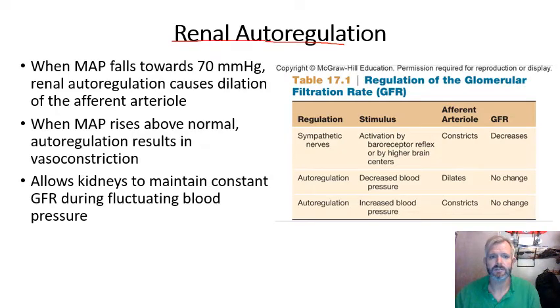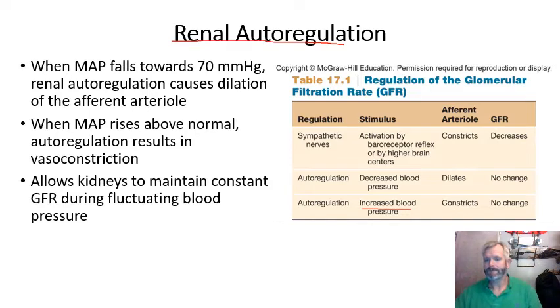Okay, those cells. Basically, this autoregulation is myogenic, in that when there's more stretch on the afferent arteriole, its response is to constrict. You can see an increased blood pressure. If blood pressure increases, what's that going to do? It's going to stretch the afferent arteriole more, and the cells of that afferent arteriole respond by causing constriction.